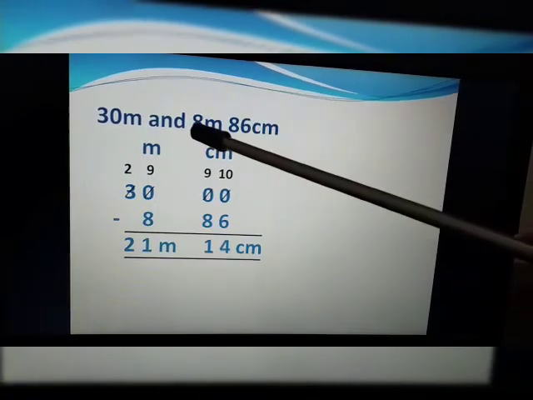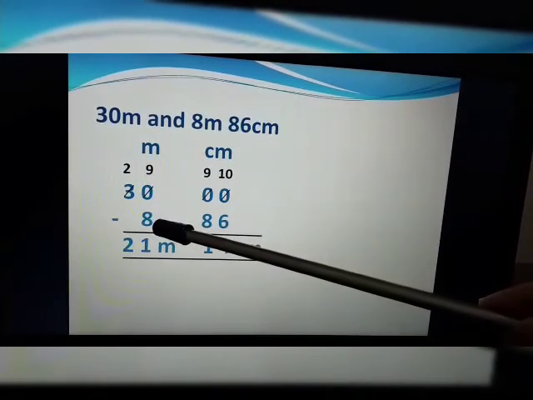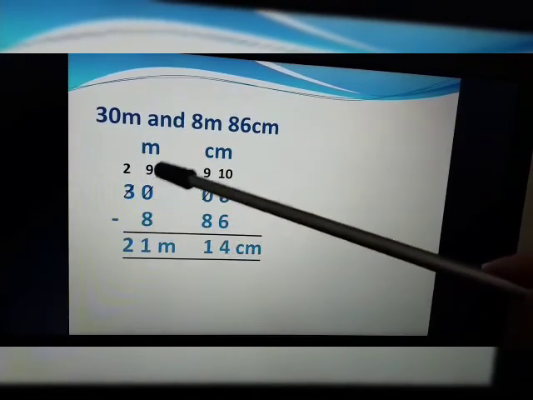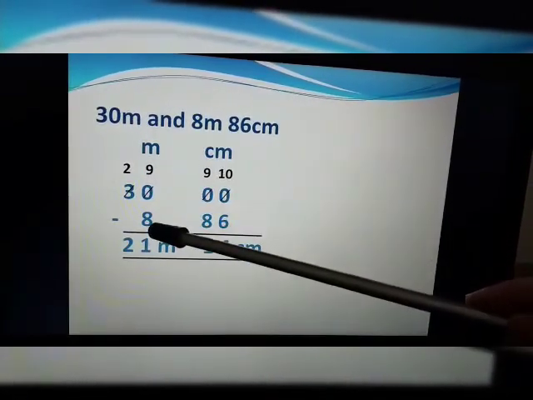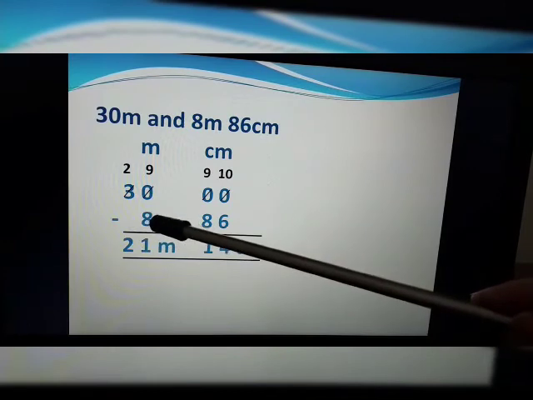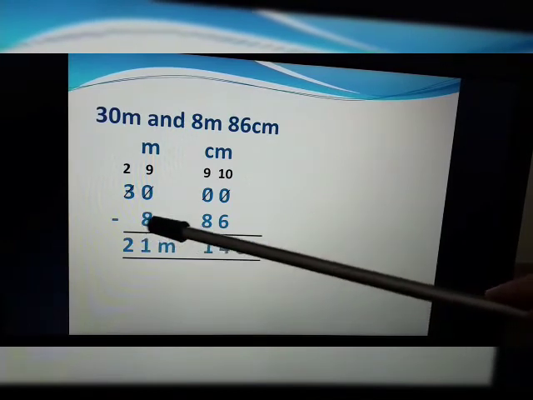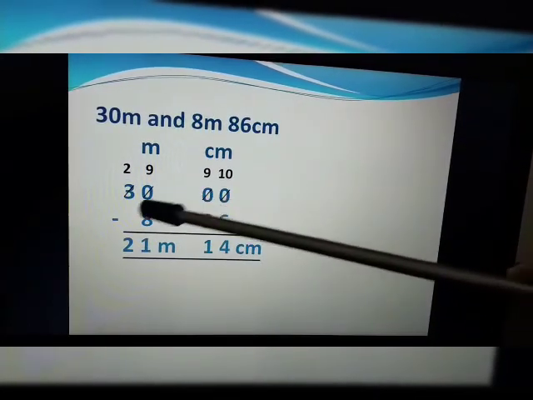Okay, and here 8 meter 86 centimeter, तो हम 8 meter मीटर के वंस प्लेस पे लिखेंगे, या हम यहाँ पे 08 भी लिख सकते हैं. ओके, 8 मीटर 86 centimeter. Now we will subtract.